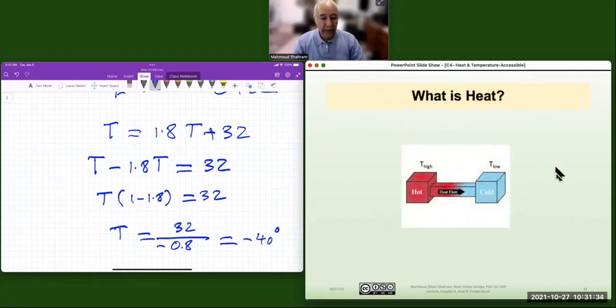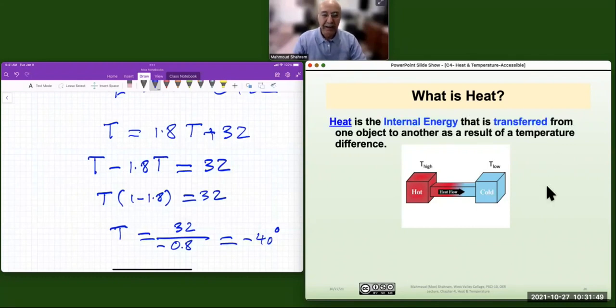Now let's talk about the concept of heat. Now you understand what temperature is. Temperature is the kinetic energy of the molecules inside that element. What is heat? Well, heat is an internal energy that transfers from one object to another. One object has a certain internal energy, the other object has less internal energy.